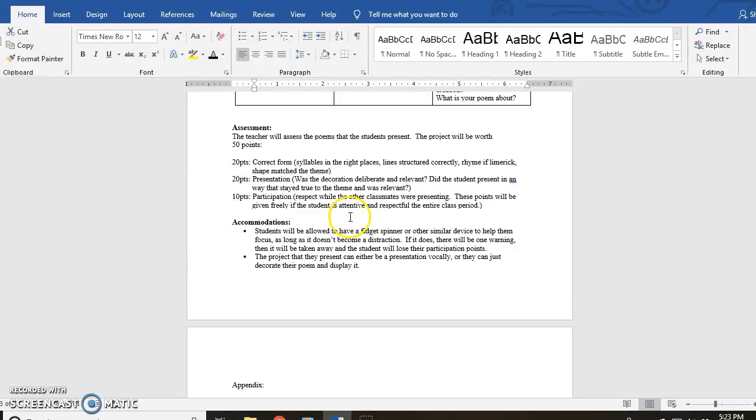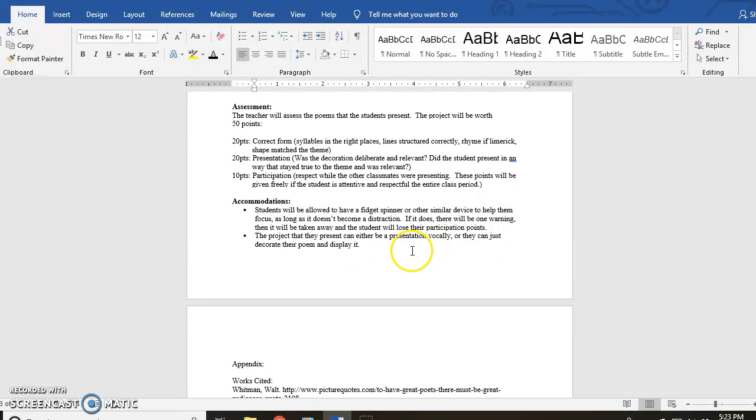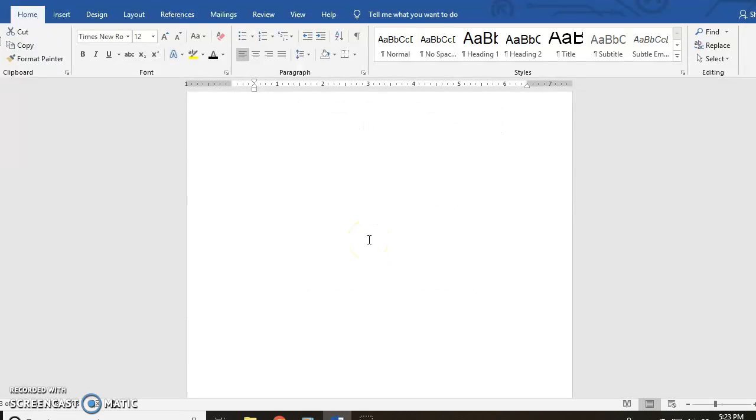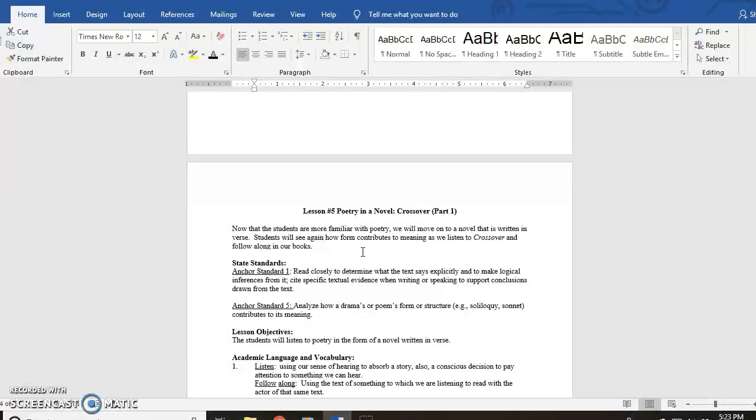So for accommodations, students will be able to have a fidget spinner or something so that while they're listening to their peers they aren't distracting. And then because they can present it in different ways, that is accommodating those that might not feel comfortable doing it in front of everyone.